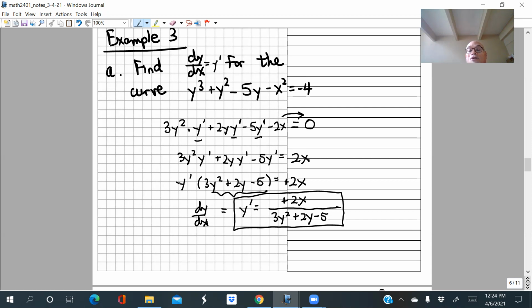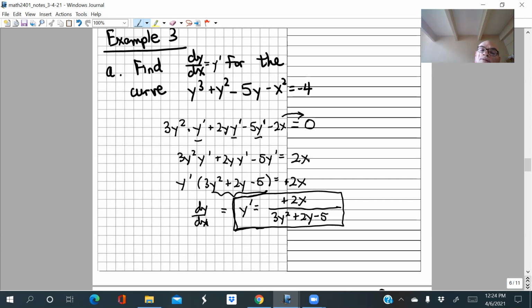So I factored y prime out of all of these terms. That gave me y prime times 3y squared plus 2y minus 5. Then I divided by the 3y squared plus 2y minus 5 on both sides of the equation. On the left-hand side, it cancels, so you're just left with y prime. On the right-hand side, you get this kind of ugly formula: 2x over 3y squared plus 2y minus 5. And that is the formula that we're going to use for the derivative.